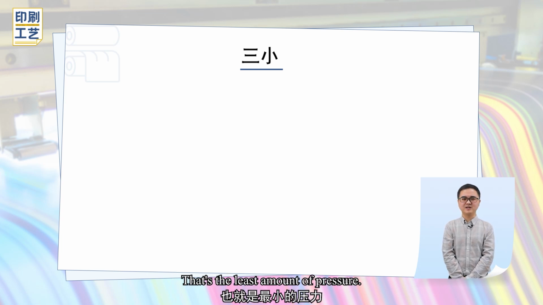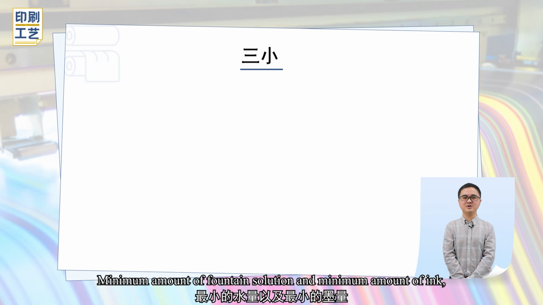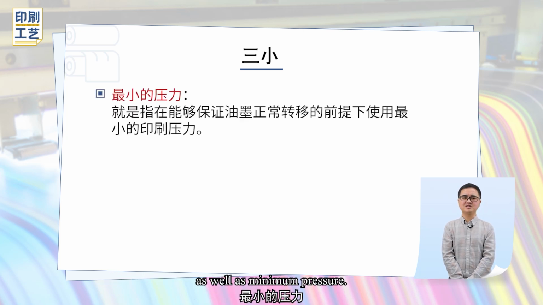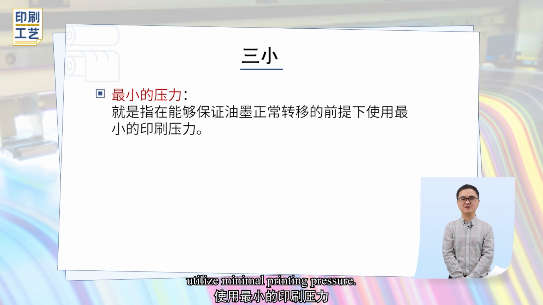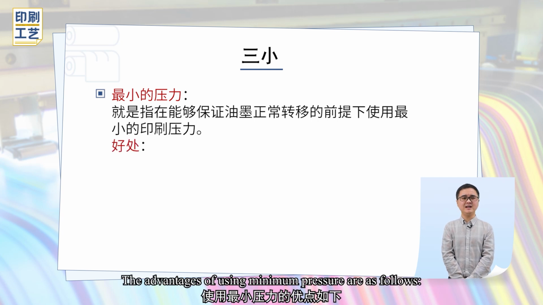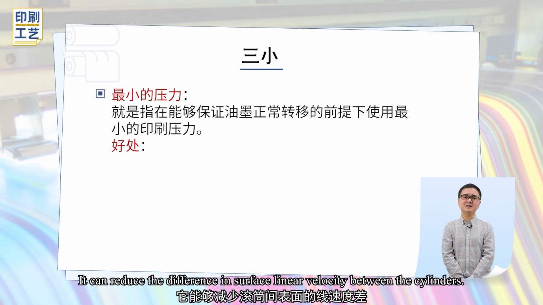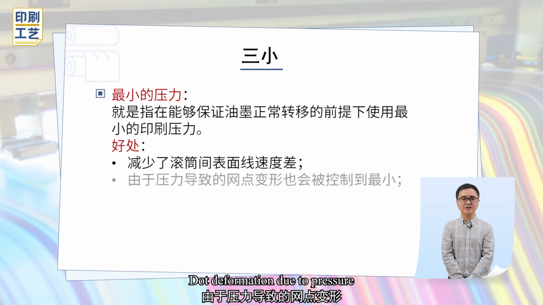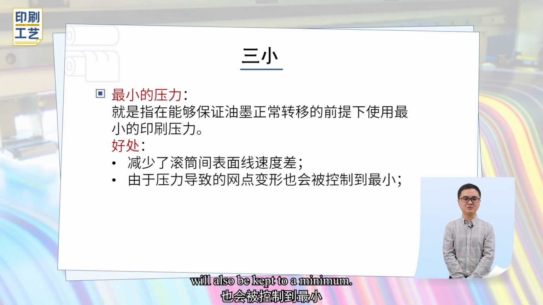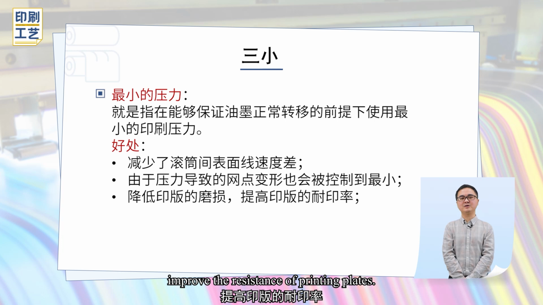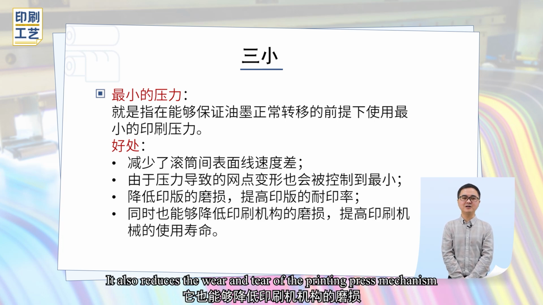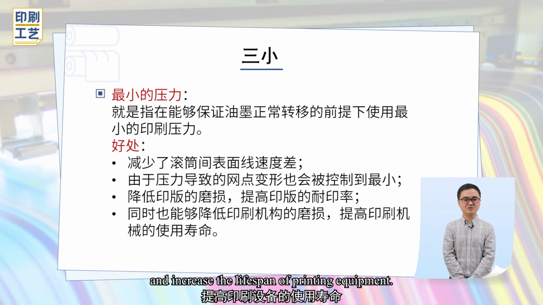That's the least amount of pressure, minimum amount of fountain solution, and minimum amount of ink. Minimum pressure means, on the premise of ensuring the normal transfer of ink, utilizing minimal printing pressure. The advantages of using minimum pressure are as follows. It can reduce the difference in surface linear velocity between the cylinders. Dot deformation due to pressure will also be kept to a minimum, at the same time reducing the wear of the printing plate and improving the resistance of printing plates. It also reduces the wear and tear of the printing press mechanism, and increases the lifespan of printing equipment.